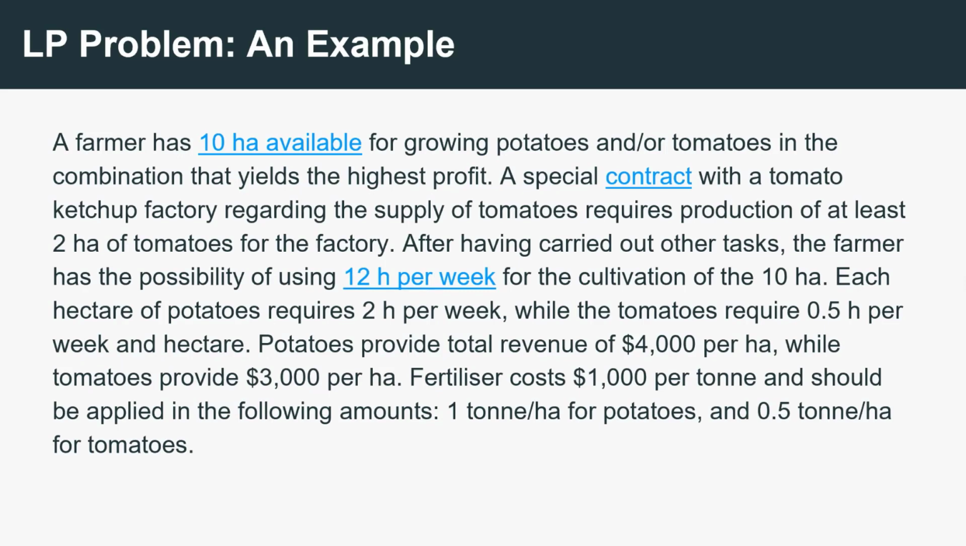There is some highlighted information here, and one is that the farmer only has 10 hectares available. So this is the land. And the farmer also signed a contract to produce at least 2 hectares of tomatoes. So it is not possible that the producer only produces potato. There have to be at least 2 hectares of tomato.